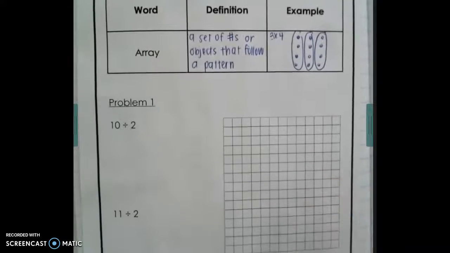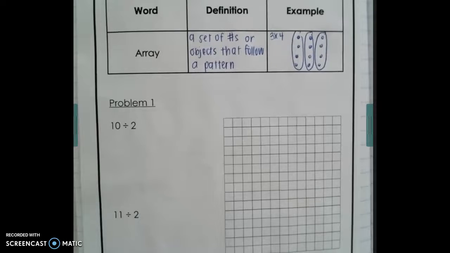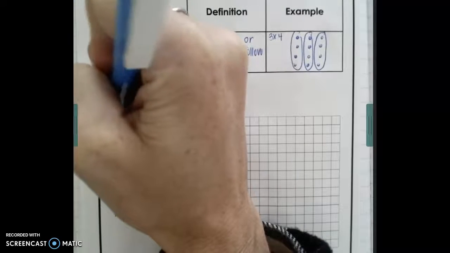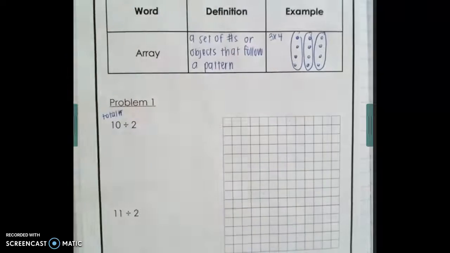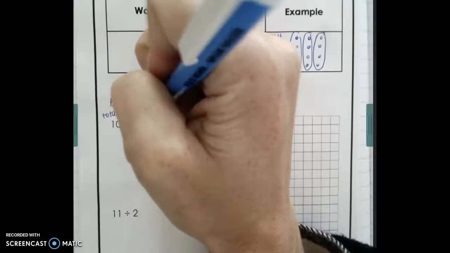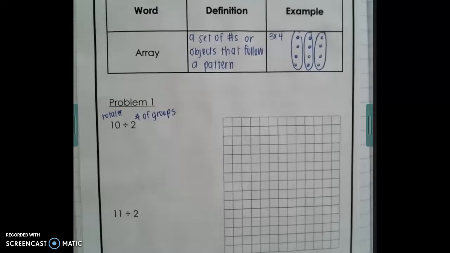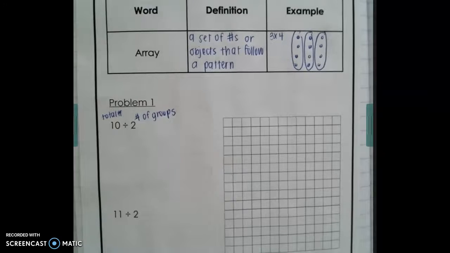So our first problem is 10 divided by 2. The first thing we're going to do is draw an array. When I see this, I see 10 as my total number. In division, that's always going to be our first number. And then I'm going to use 2 as my number of groups. It could be your number of groups, or it could be your number in each group. Doesn't matter, you'll still get the same answer, but I'm going to make it my number of groups.